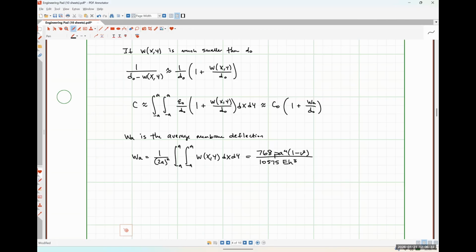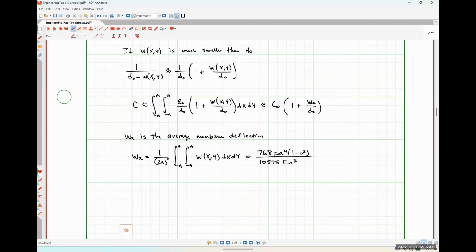So that's our average deflection. Hopefully this definition makes sense, because essentially we're integrating position over both the x and y direction and then dividing by the total area of the membrane. It's very similar to how we average a signal: we integrate over the entirety of one period and then divide by the length. Here we're integrating over the entire surface area and then dividing by the surface area.